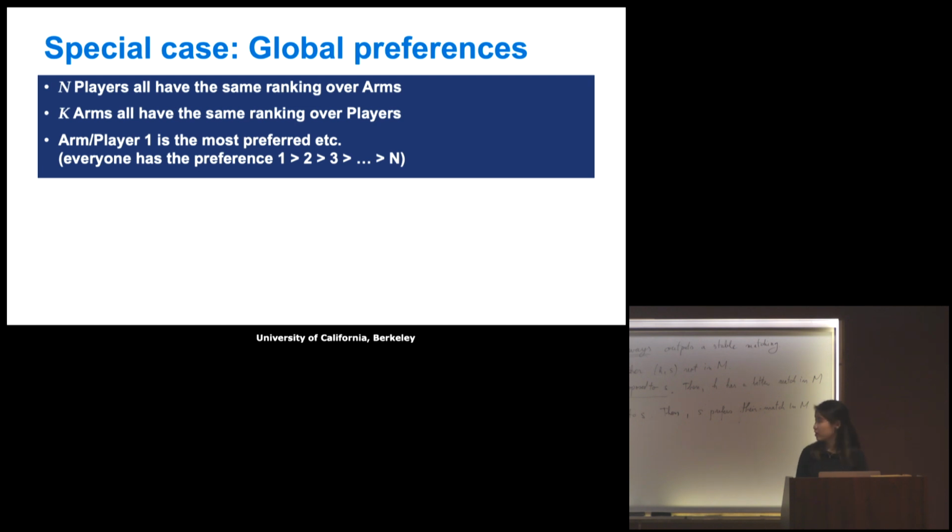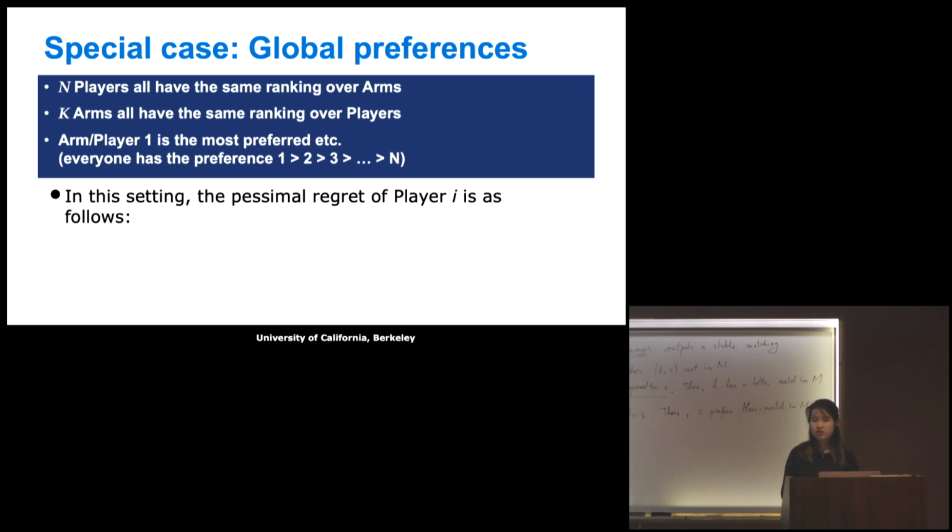I'll also talk about a simple example just for us to get more intuition as to what's happening. Think about a case where all the players have the same ranking over the arms and all the arms have the same ranking over the players. This is the case where the preferences are relatively simple. They're just the same for everyone, and player 1 is the most preferred and so on. In this case, we can do a finer analysis that is more fine-grained than the theorem that I showed you just now.